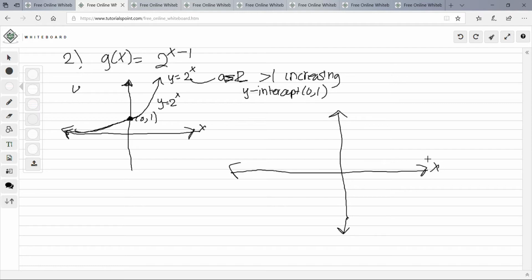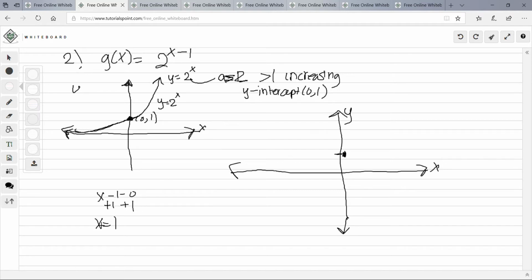There's going to be a phase shift. So here's 0, 1. This is 1. There's going to be a phase shift on the x-axis of 1, because what you can do is set x minus 1 equals 0, plus 1. So there's a phase shift on the x-axis of 1.